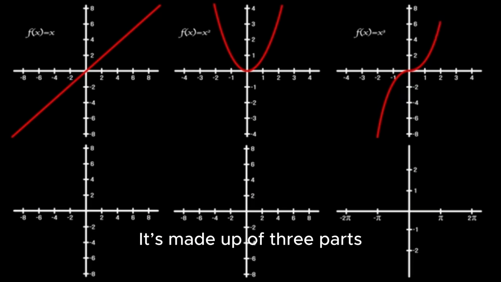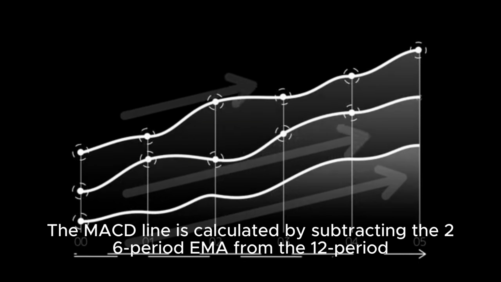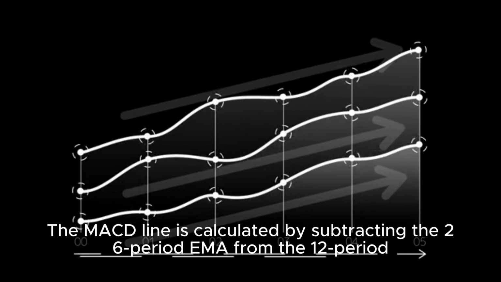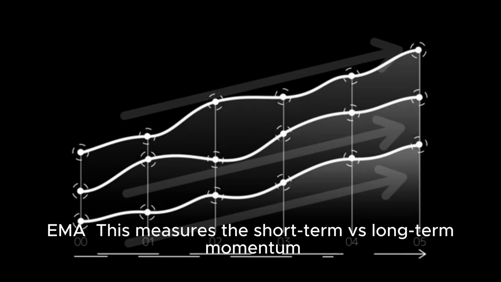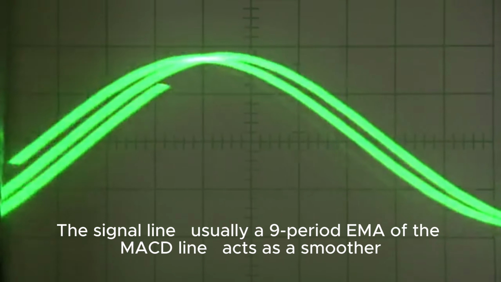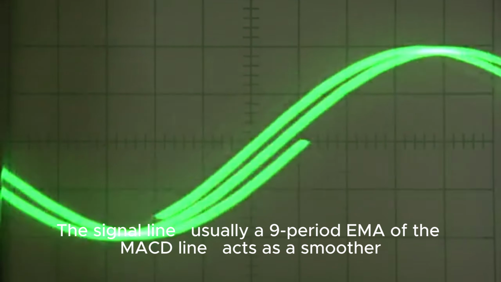So what is the MACD? At its core, the MACD is a momentum indicator built on moving averages. It's made up of three parts: the MACD line, the signal line, and the histogram. The MACD line is calculated by subtracting the 26-period EMA from the 12-period EMA. This measures the short-term versus long-term momentum. The signal line, usually a 9-period EMA of the MACD line, acts as a smoother.